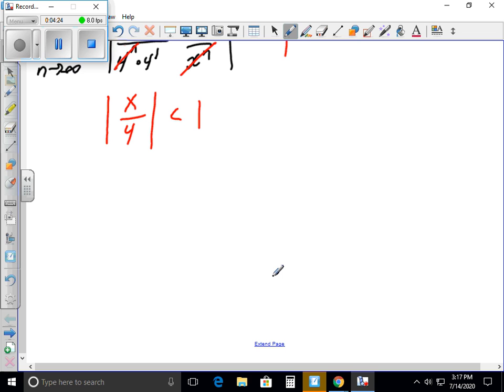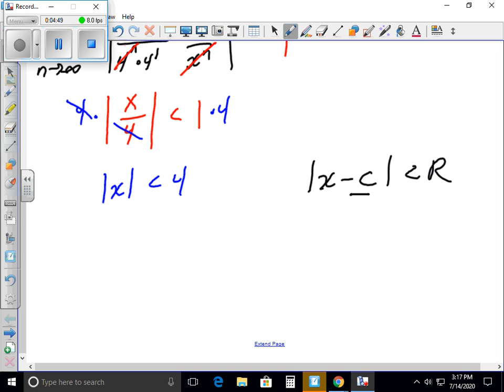So we can get x by itself. We can multiply both sides by 4 to make the fraction go away. The absolute value of 4 is 4, so those cancel. We're left with the absolute value of x is less than 4. Now, generically, if we have an absolute value of x minus c is less than r, the number that we subtract from x tells us where our interval is centered. The number on the other side is going to give us our radius of that interval.